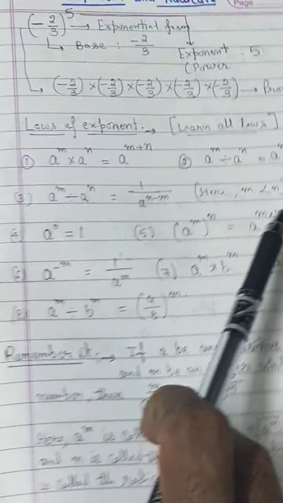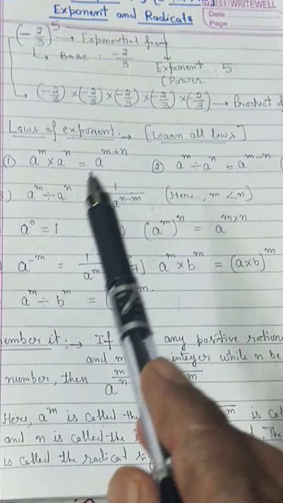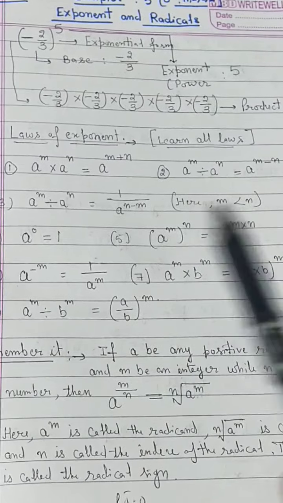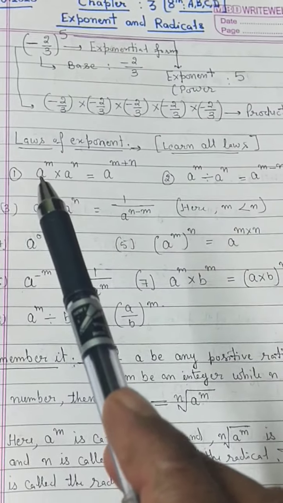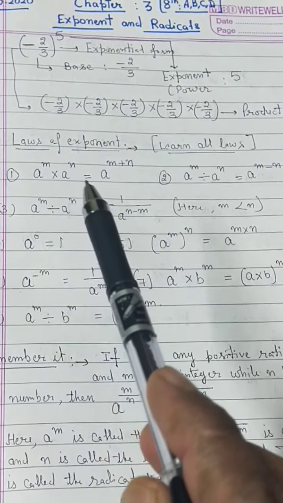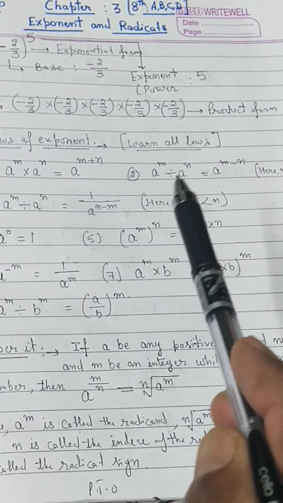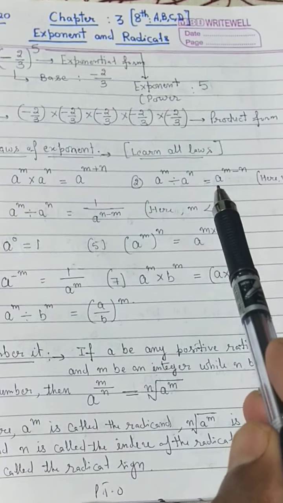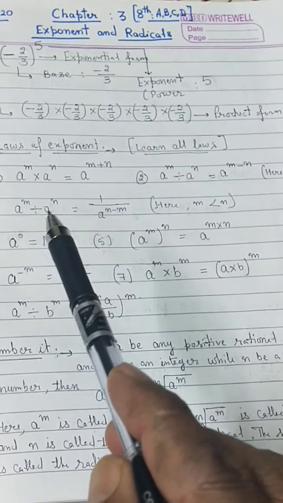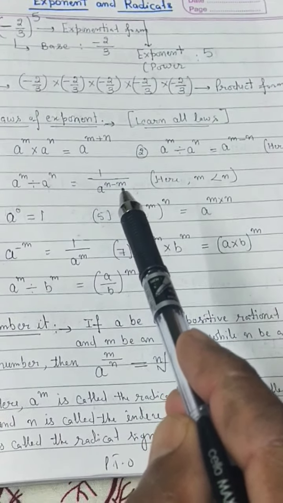After that, we have already discussed all the laws of exponent in class 7. So please, dear children, write all these laws and learn them by heart. First law: a is any non-zero rational number and m and n are integers. Then a raised to power m into a raised to power n is equal to a raised to power m plus n. Second, a raised to power m divided by a raised to power n, here m is greater than n, is equal to a raised to power m minus n. Third, a raised to power m divided by a raised to power n, here m is less than n, is equal to 1 upon a raised to power n minus m.